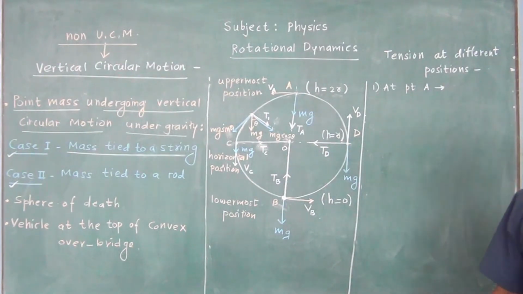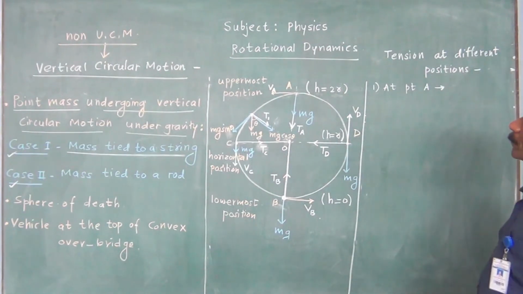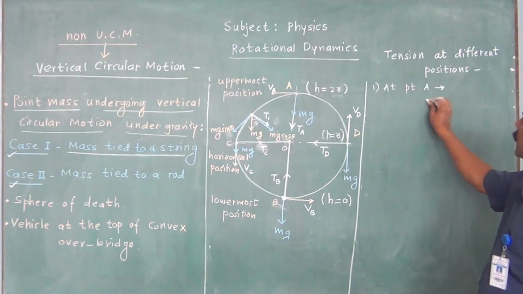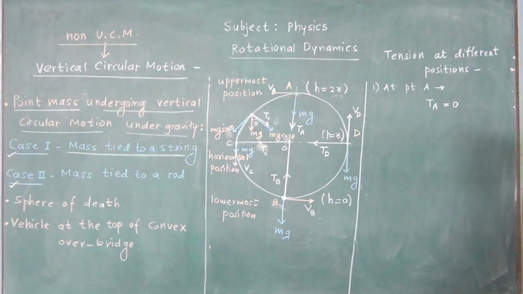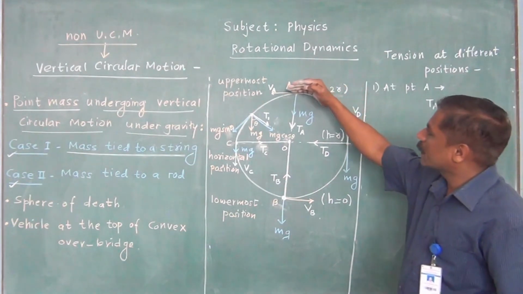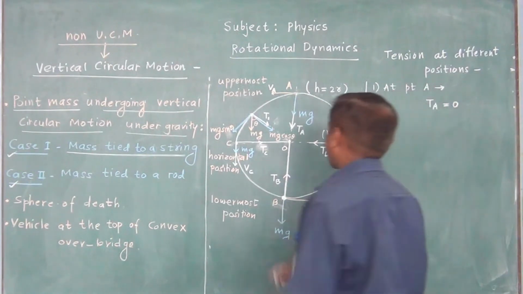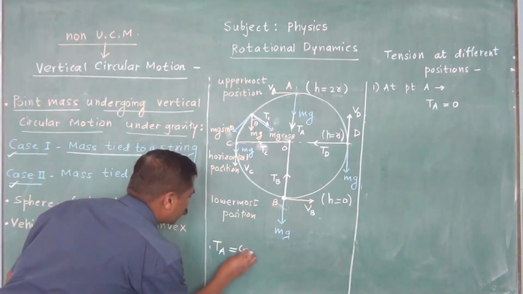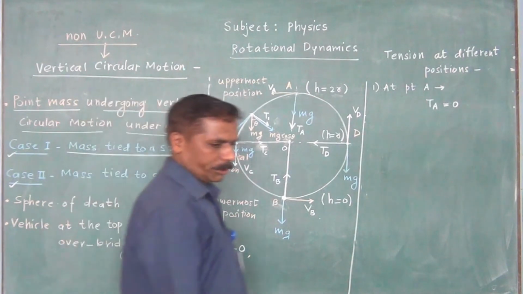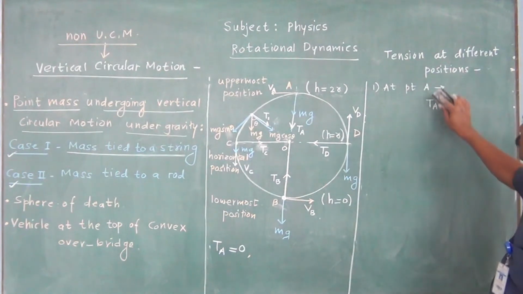Point A is called the highest point, and we know at the highest point, to find out the minimum speed of the particle, that tension is considered as 0. So you should remember, when the particle is at the highest point, the tension in the string is considered as 0. So you will find the first relation here: the tension at the highest position is always 0. Now how can we find out the tension at the lowest position?